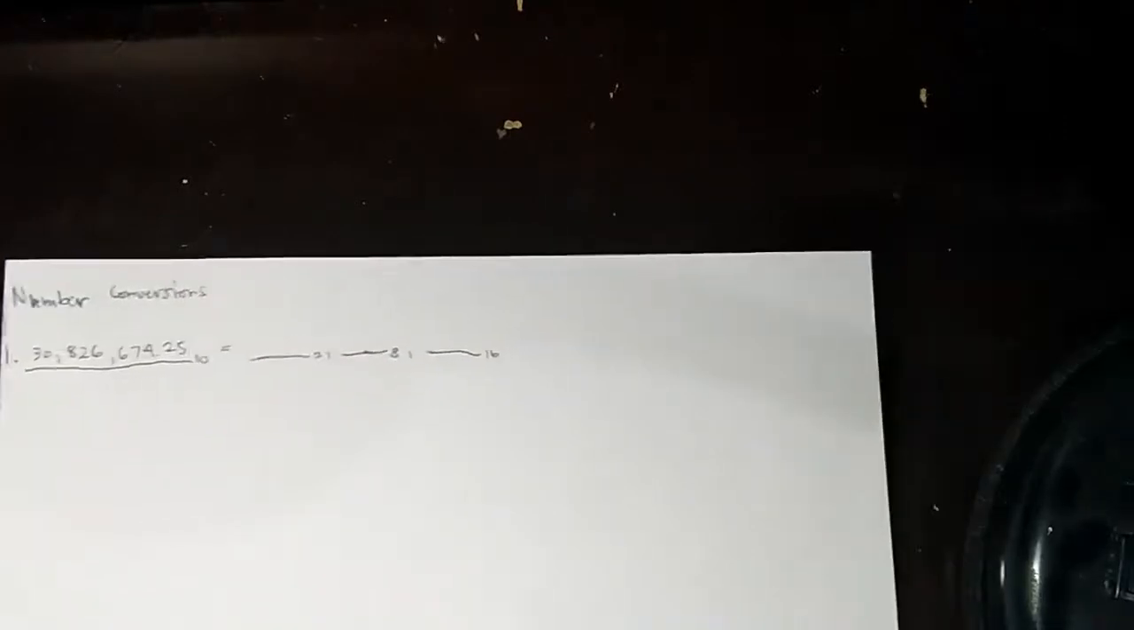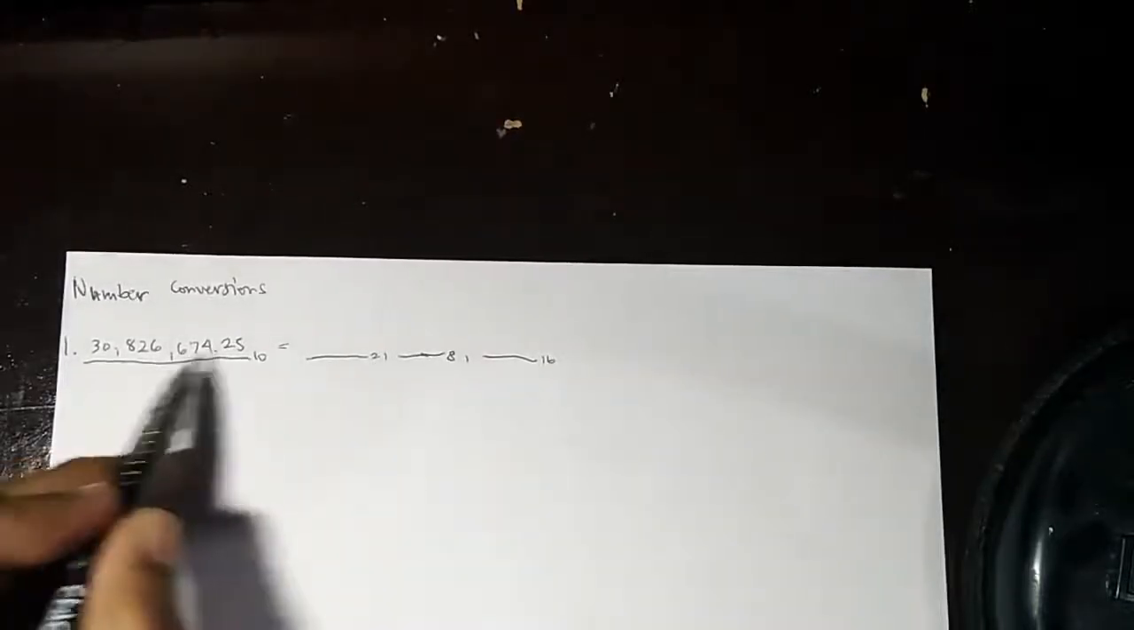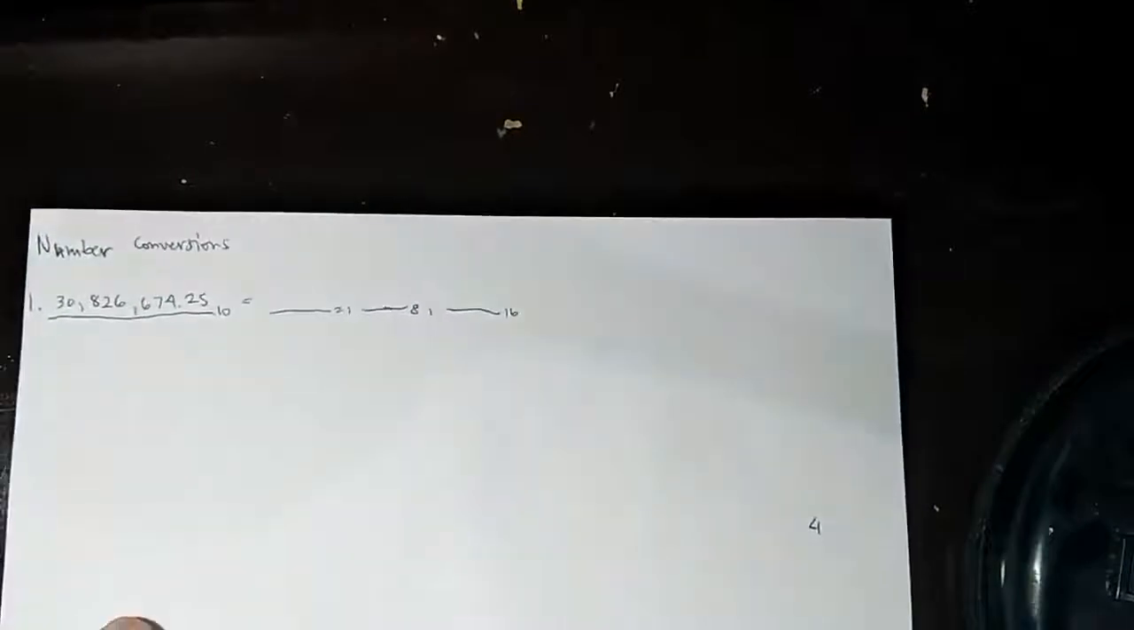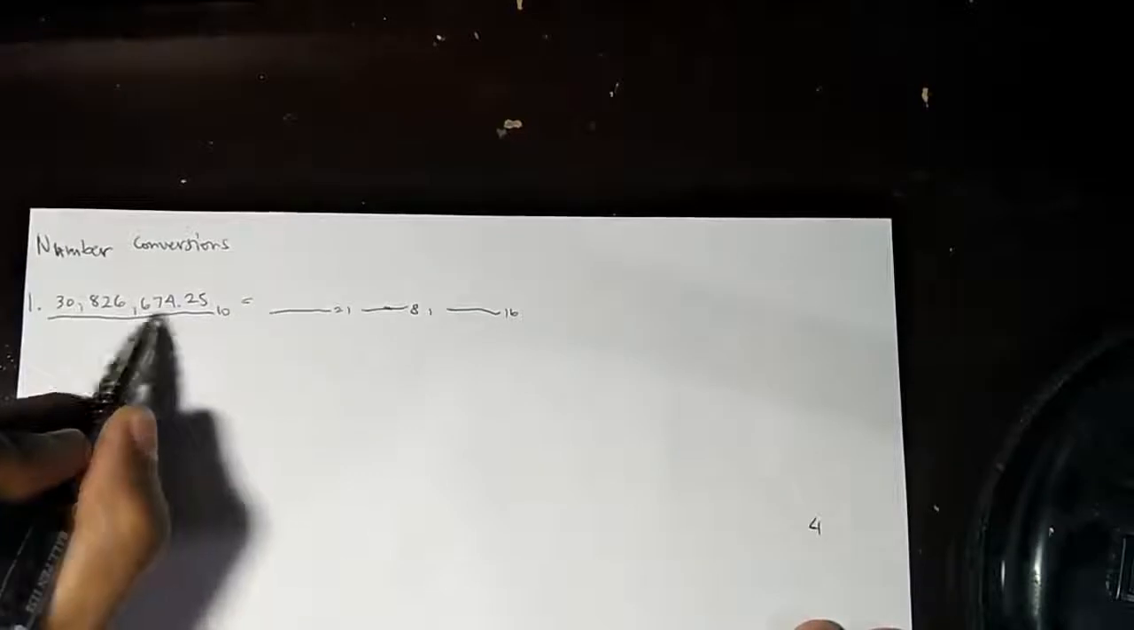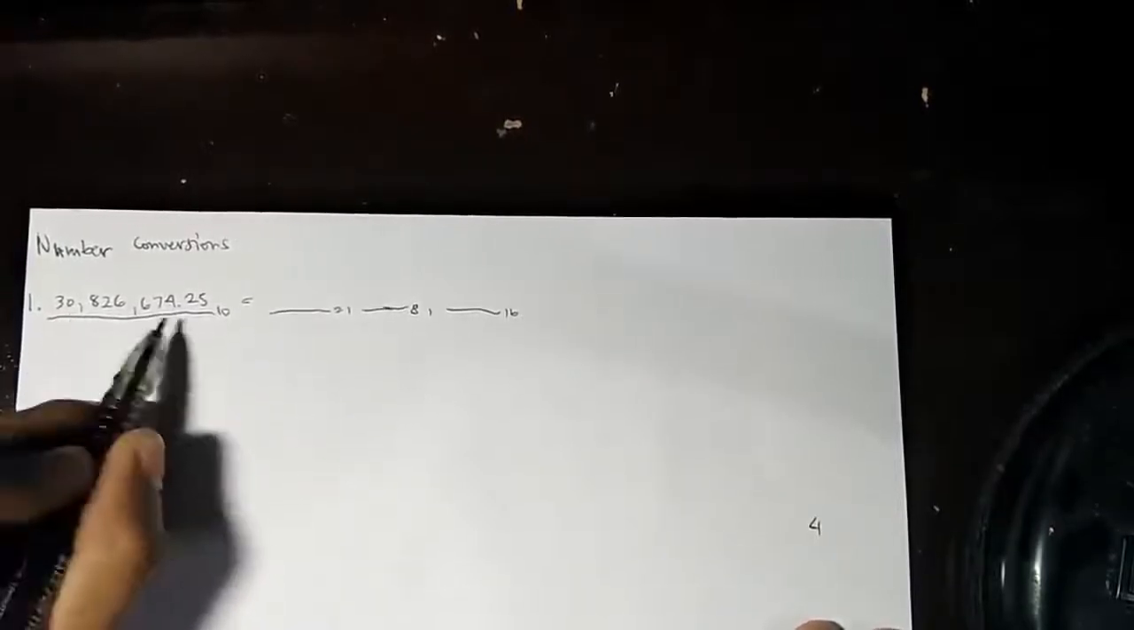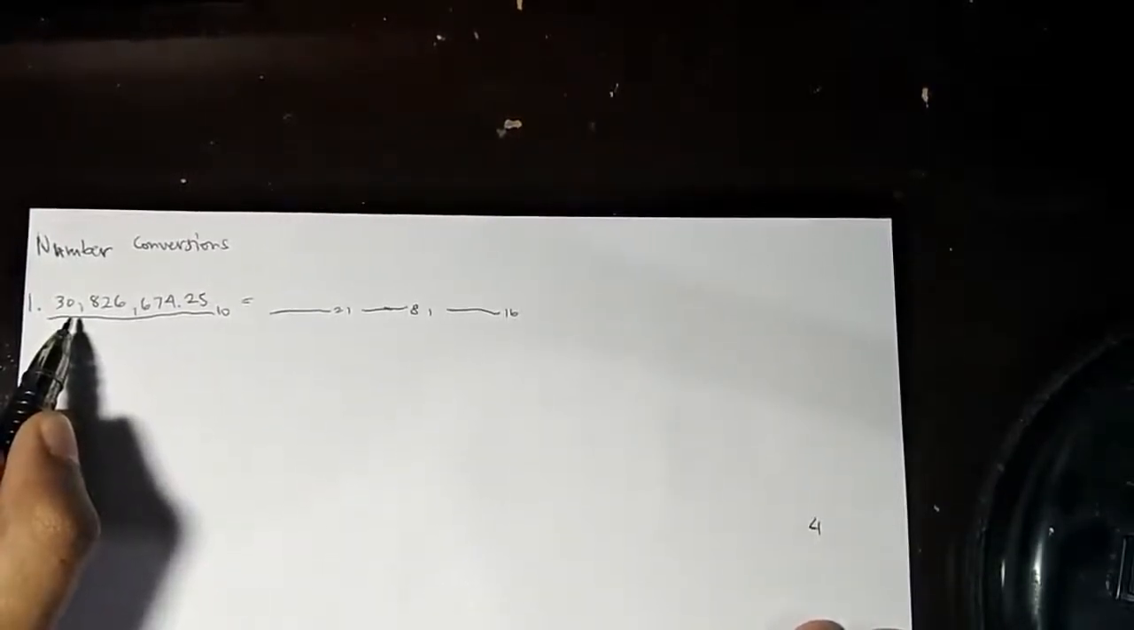Okay? Here we have a given number of 30,826,674.25. In converting this number, we're going to separate the whole number and the decimal number. The shortcut method is that you just write the last digit of the whole number, that is a 4, as you can see, and then divide this number by 2. If you divide this by 2, you'll have a result, and that result has a last digit of a 7.